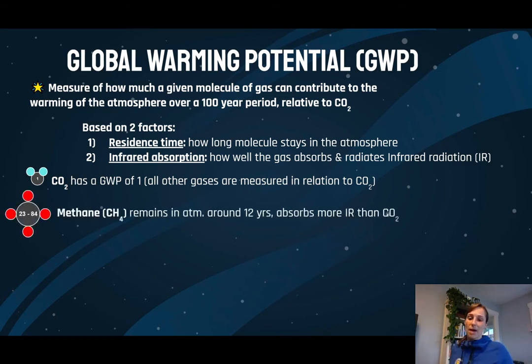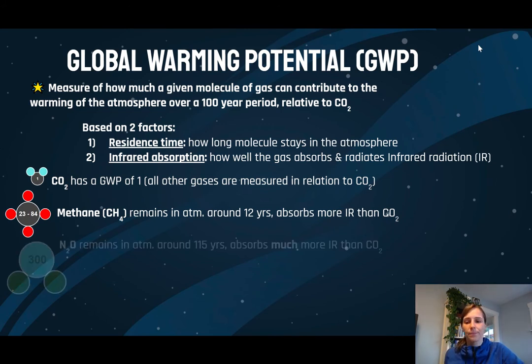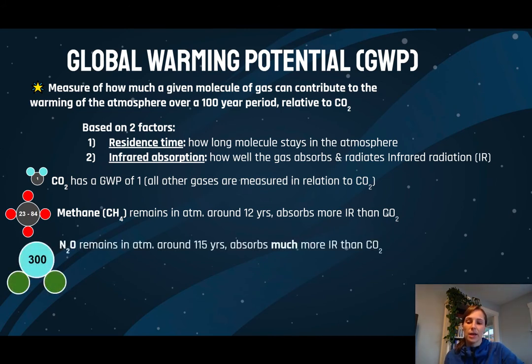So if we look at methane, it is going to remain in the atmosphere around 12 years, which is longer than carbon dioxide, and it's going to absorb more infrared radiation than carbon dioxide. So if carbon dioxide has a GWP of 1, methane is in the range of 23 to 84. It can depend on the conditions where it's at in the atmosphere, but it is higher than carbon dioxide.